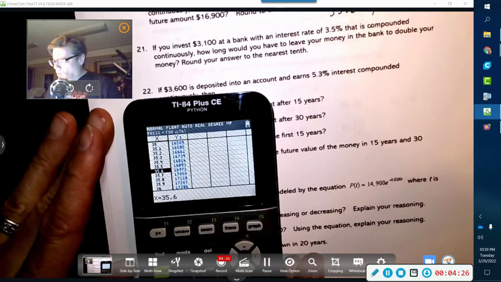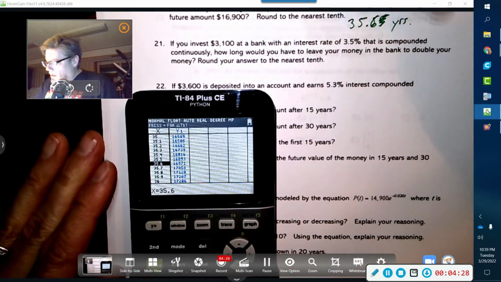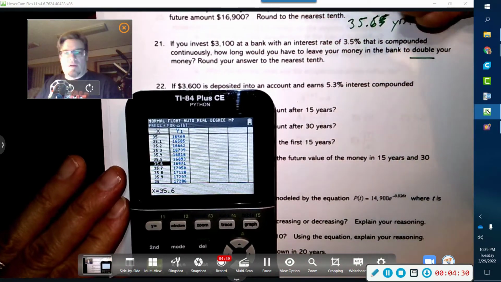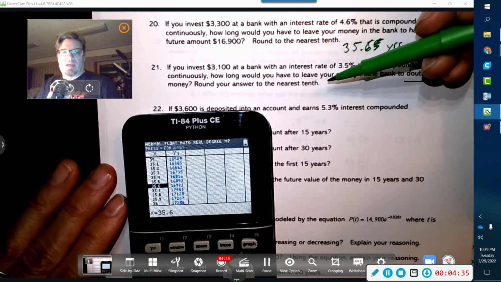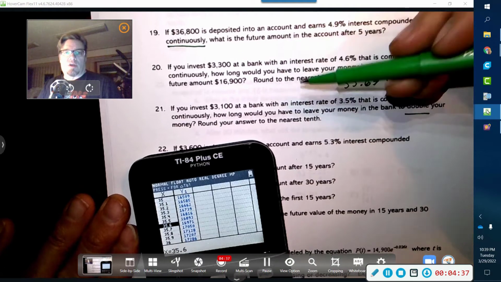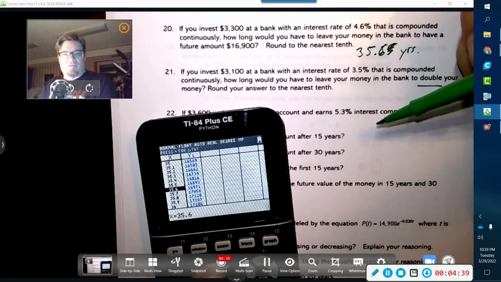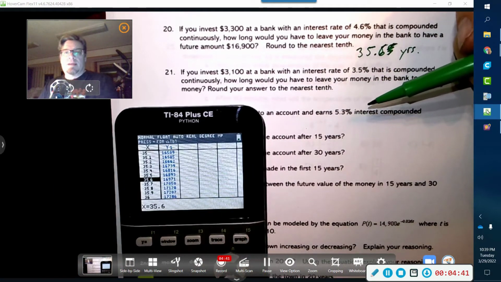All right, 21. Now this, how long would it take to double? Now these are 3 different types of problems, right? This one you plug and chug. This one use a table. But I'm sorry, this one's plug and chug, this one use a table. This one is actually a little different. This is actually when does it double? So here's the thing.